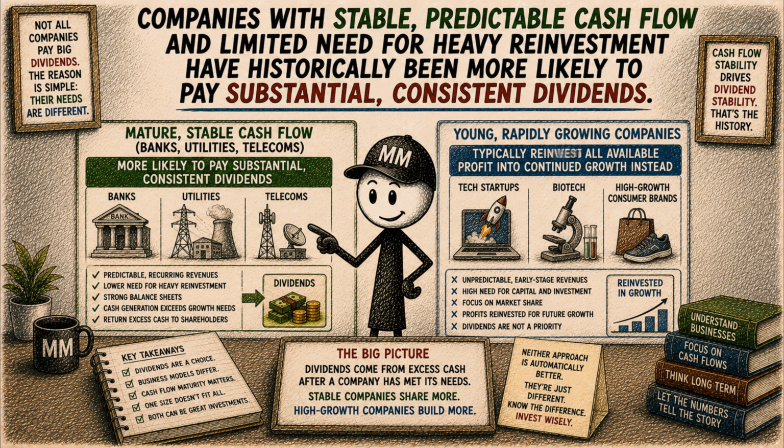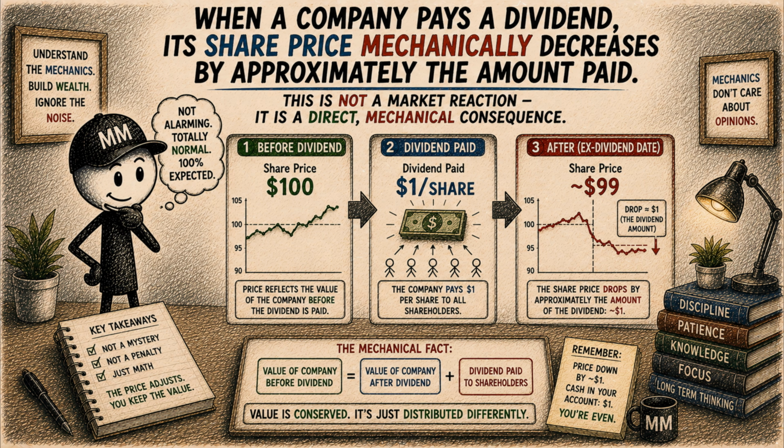The mechanical fact almost every beginner misunderstands. When a company pays a dividend, its share price mechanically decreases by approximately the amount of the dividend paid on the payment date. This is not a market reaction, a coincidence, or a sign of weakness. It is a direct, mechanical consequence of how dividends work.